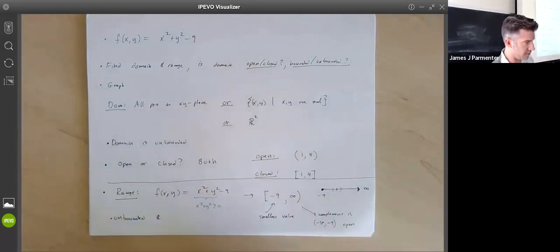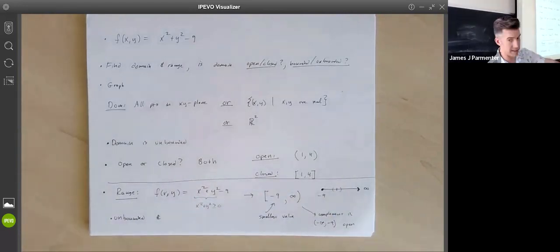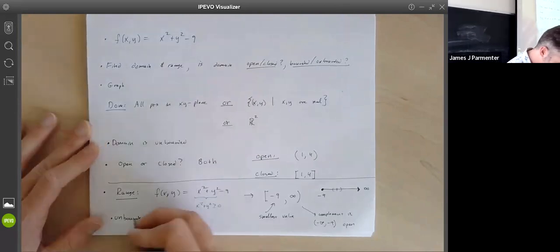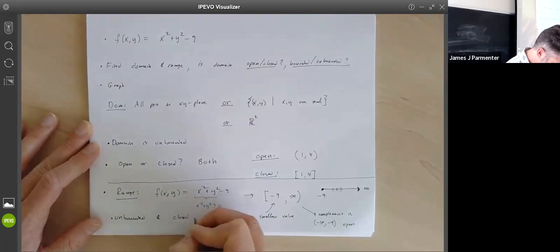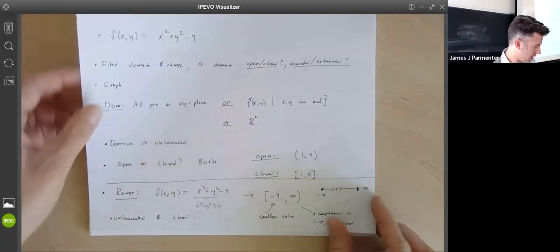I'm going to write this down in a minute. So if you feel like I'm saying a lot of things and not writing it, you're right. I'm going to write them down momentarily. So this one is unbounded and closed. Let's talk about that just a tiny little bit.